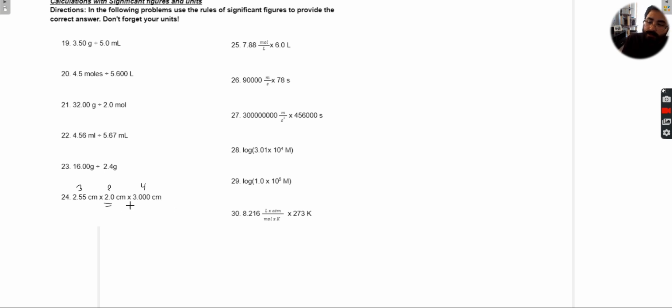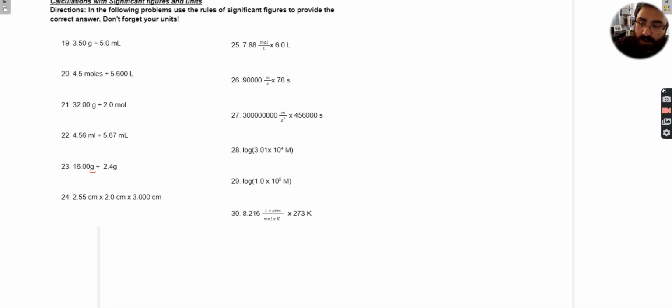All right, and let's take a look at what happens to the units. Since it's centimeters times centimeters times centimeters, it becomes centimeters cubed. When we multiply the same unit by itself, the exponent gets added. That's if you're multiplying.